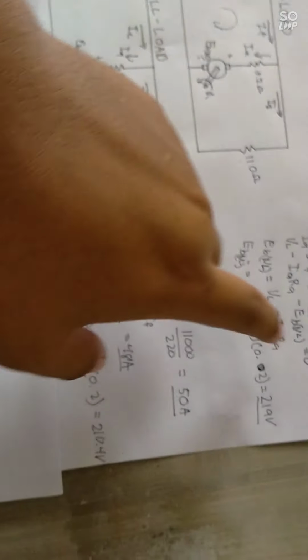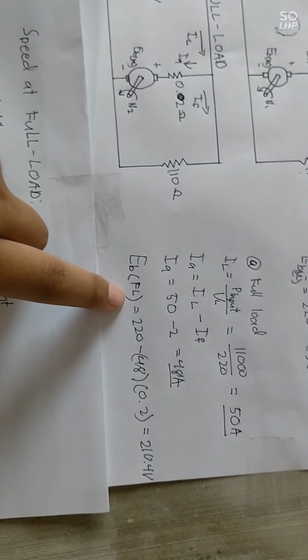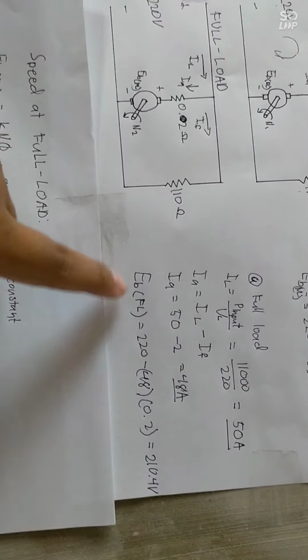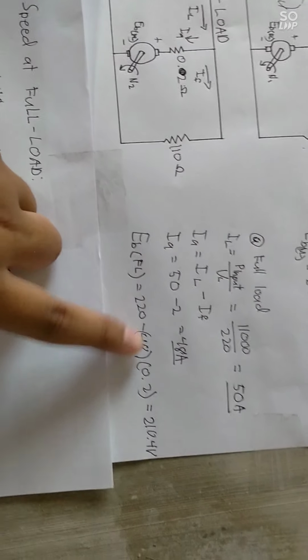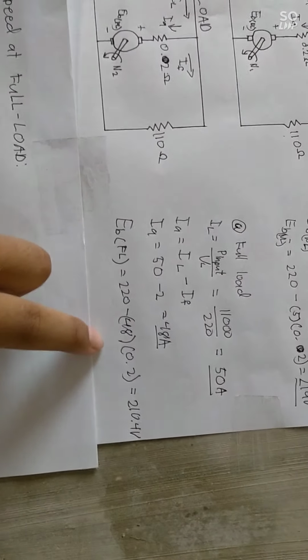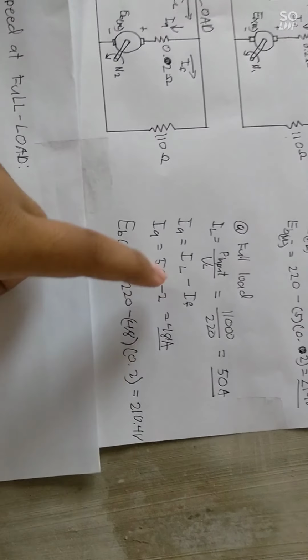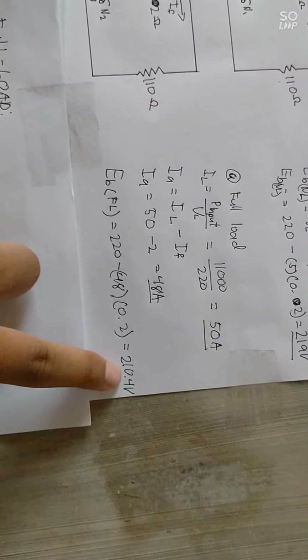Same as above at no load, we use the formula for the back EMF. So 220 minus IA, which is 48, times the same RA of 0.2. We get the answer 210 volts.